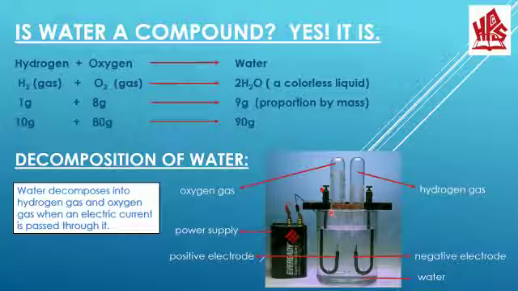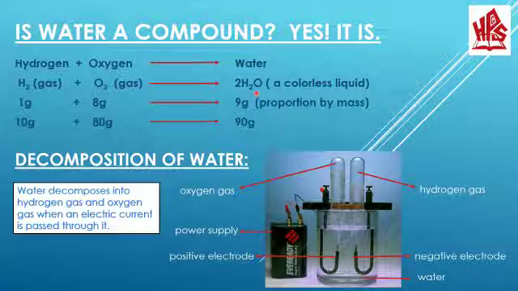Is water a compound? The answer is yes, water is a compound. Water, a colorless liquid at room temperature, is made up of the elements hydrogen and oxygen, which are both gases at room temperature. When hydrogen gas and oxygen gas react together, heat is given off and water is formed. See the chemical equation: hydrogen gas reacting with oxygen gas O2, forming a molecule of water H2O.